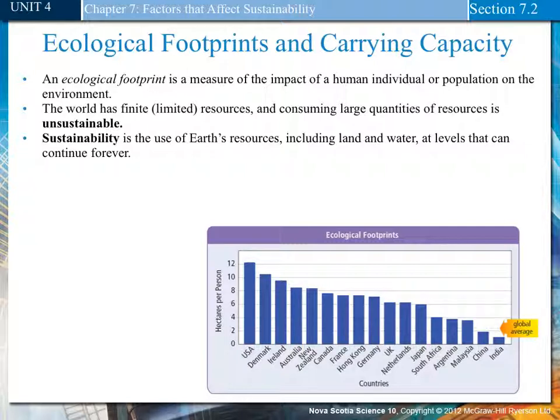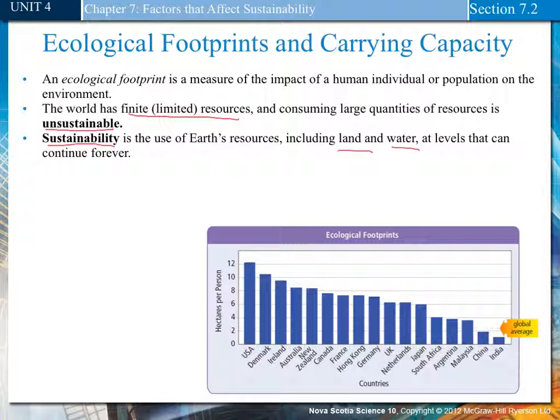Ecological footprints and carrying capacity. An ecological footprint is a measure of the impact of a human, individual, or population on the environment. The world has finite, meaning limited, resources, and consuming large quantities of resources is unsustainable. Sustainability is the use of Earth's resources, including land and water, at levels that can be continued forever.